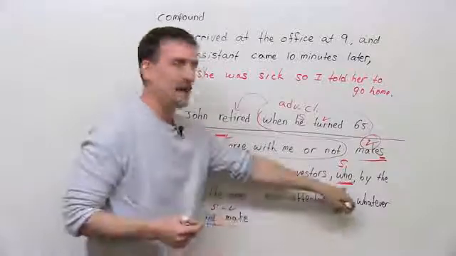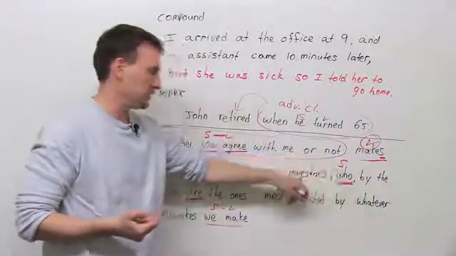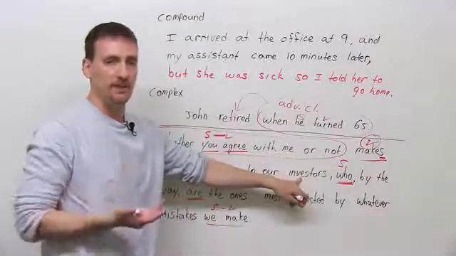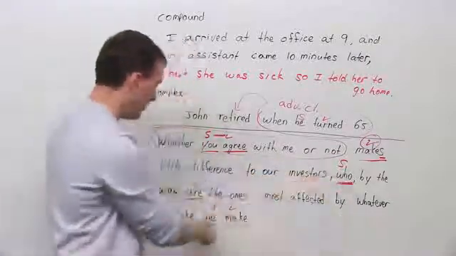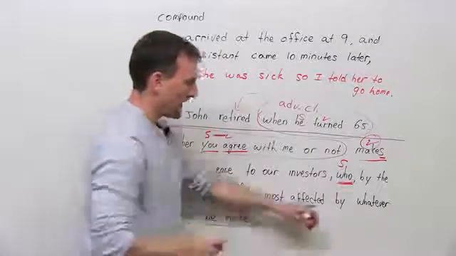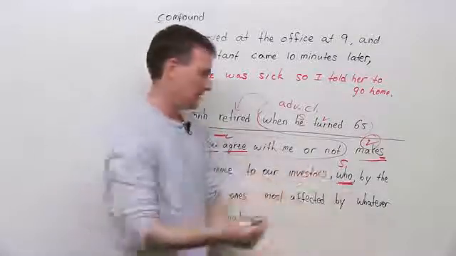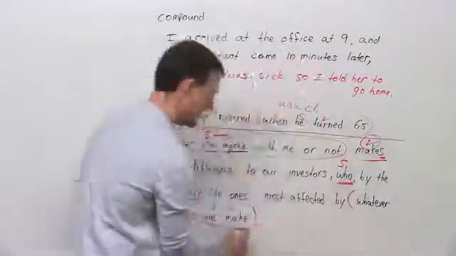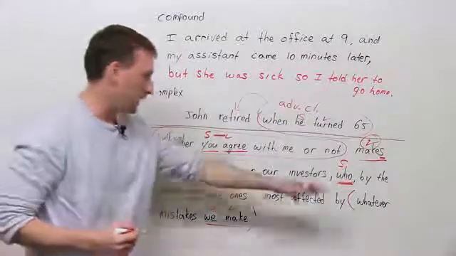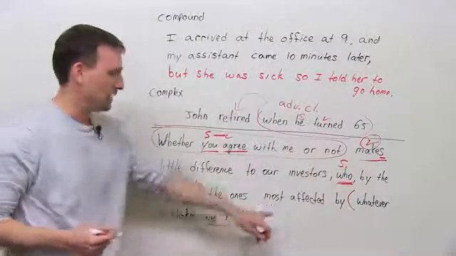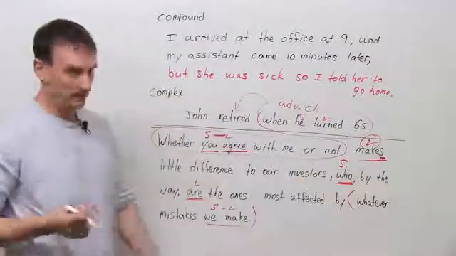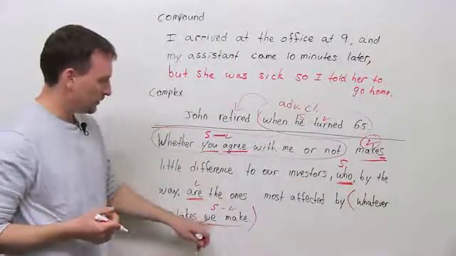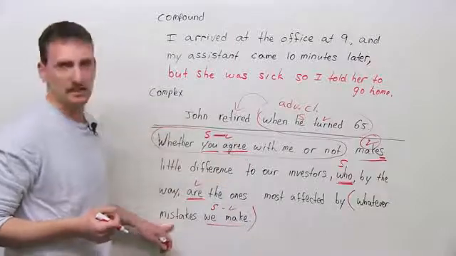Now here we have an adjective clause describing, telling me something about investors, telling me a little bit extra information about investors. Who are the ones most affected by what? And here we have another noun clause. By what? But whatever mistakes we make. Whatever is the conjunction, and for mistakes, we make these mistakes.